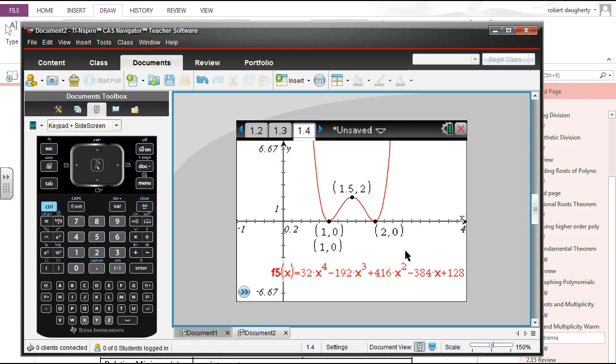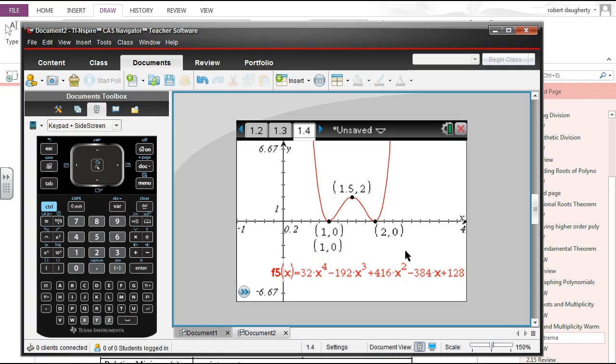So does this graph have an absolute maximum? No. Does it have an absolute minimum? It's got 2 of them, 1, 0, and 2, 0. What is the degree of this polynomial? 4. How many roots does it have? 4. If it's a 4th degree polynomial, it has 4 roots, okay? Some may be real, some may be complex.